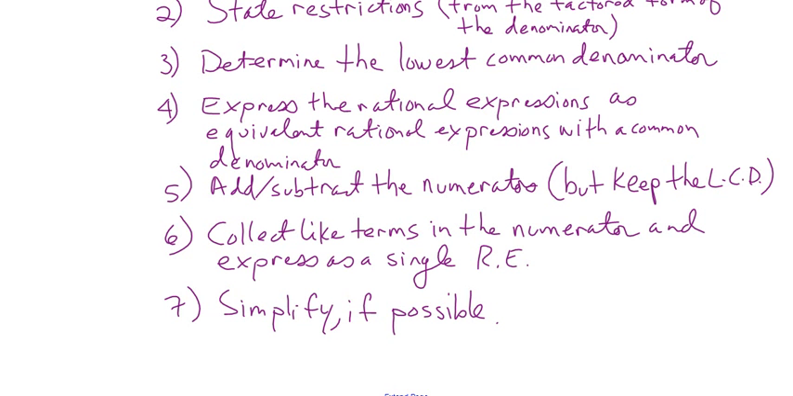Then we can add or subtract the numerators, but keep the lowest common denominator. Simplify the numerator, right? Because that's what you're doing, adding or subtracting. And then simplify if possible, which means maybe you can factor the numerator. Maybe you end up with 4x plus 8, and you can factor that. And then that factor will actually cancel with something in the bottom, right? Maybe there's an x plus 2 in the bottom. So that's step 7, to simplify if possible. If it's not possible, if you look at it and say that doesn't factor, then you're done. But if it's possible, then you want to further simplify.